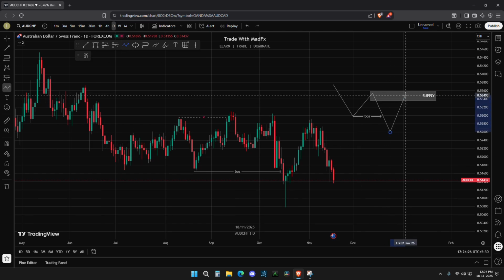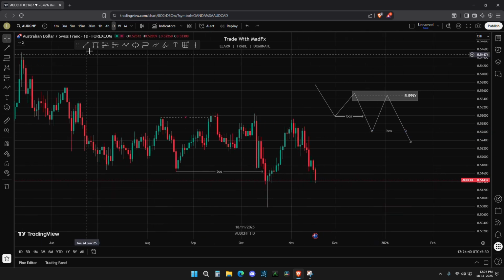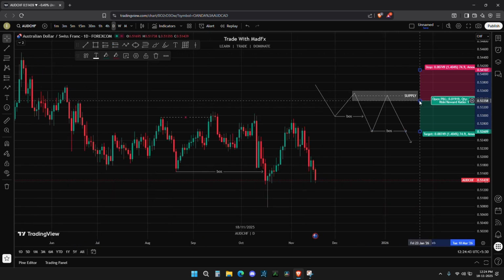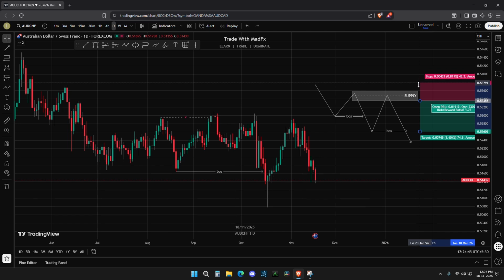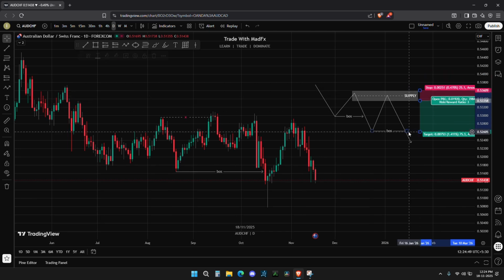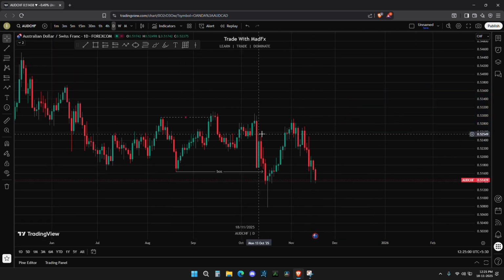So, the expectations are that the market will come back to collect orders from that zone and then continue its expansion to the downside. And we can use that unmitigated supply zone for our entry, put a stop loss above that zone, and target the next break of structure. This is how we use market structure to trade a continuation of the trend. Let us now apply that to our chart.